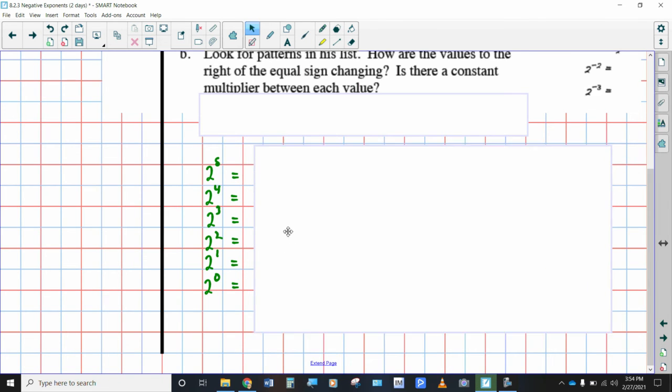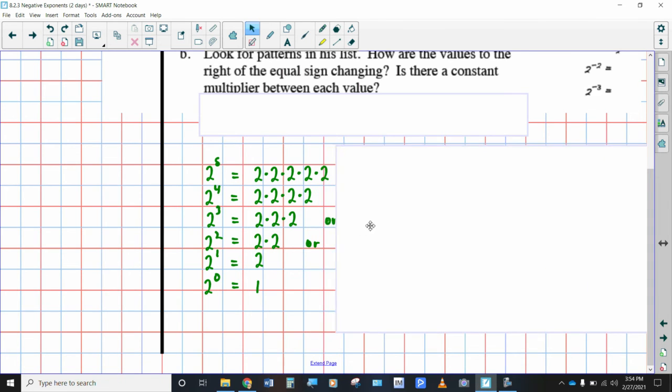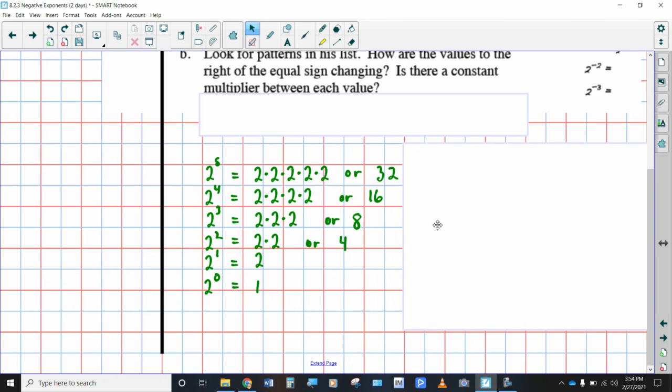Let's take 2 to the 5th, which is 2 times 2 times 2 times 2 times 2 would be equal to 32, right? Since 2 times 2 is 4, times 2 is 8, times 2 is 16, times 2 is 32. As we decrease, remember that pattern, as we decrease our exponent by 1, we will divide by the base, which in this case is a 2. So 32 divided by 2 is 16. 16 divided by 2 is 8.